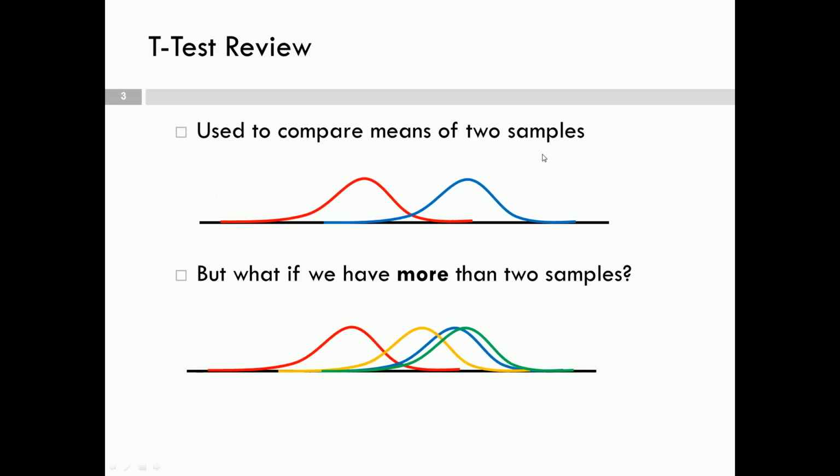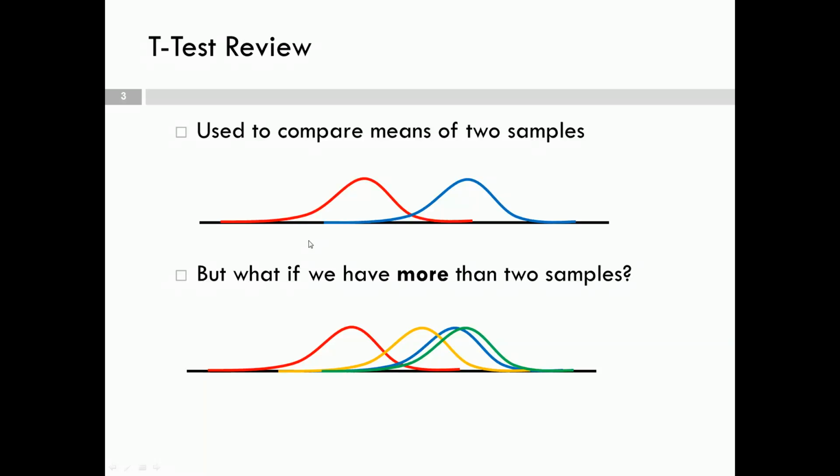Now, just a little bit of review. Earlier in the semester, we were using a t-test to compare the means of two samples that had the same variance, but possibly different means. We were also using the t-test to compare the mean of one sample that we collected to a hypothetical population mean. But again, that sample was coming from a population with the same variance as our reference population.